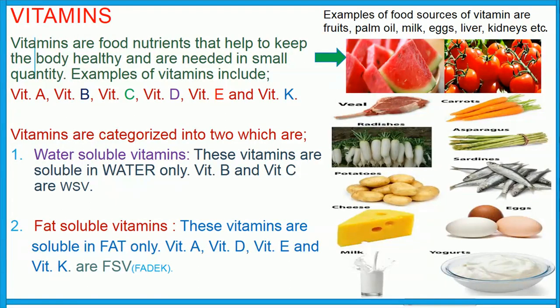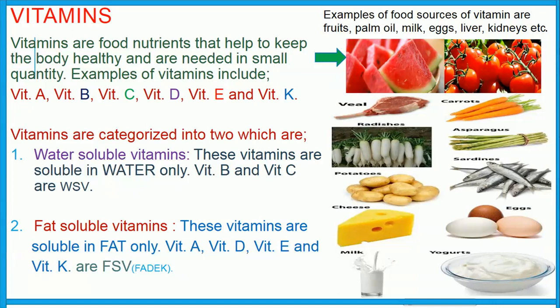Vitamins. Vitamins are food nutrients that help to keep the body healthy and are needed in small quantity. Examples of vitamins include vitamin A, vitamin B, vitamin C, vitamin D, vitamin E, and vitamin K. Now, vitamins are categorized into 2. Number 1, water-soluble vitamins. These vitamins are soluble in water only. That means these vitamins can be dissolved only in water before they can be made available for the body. Vitamin B and vitamin C are water-soluble vitamins.